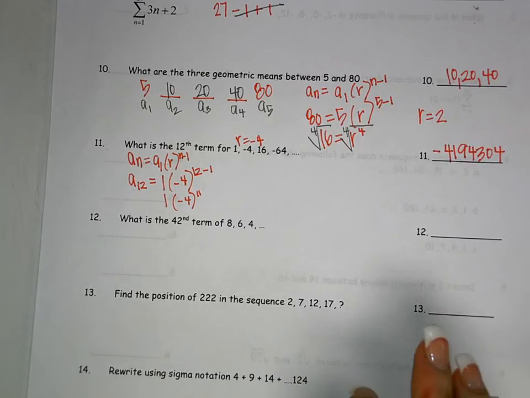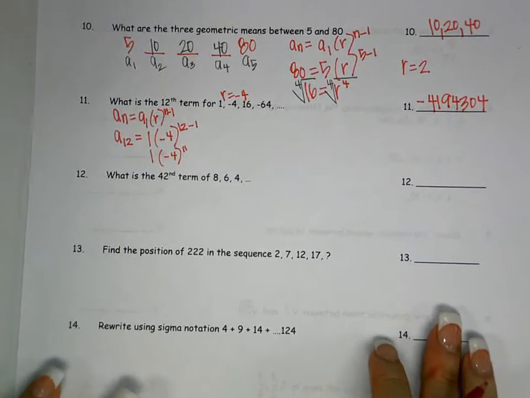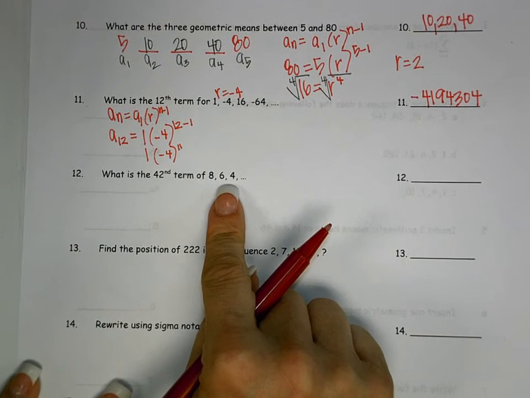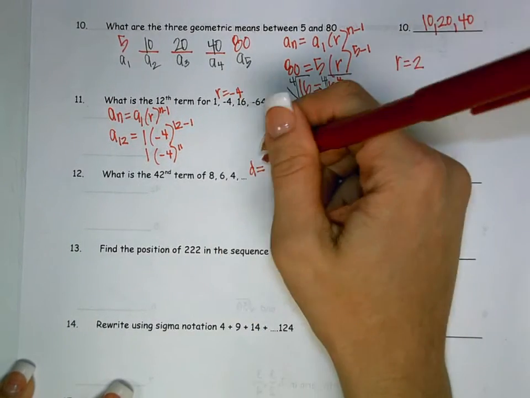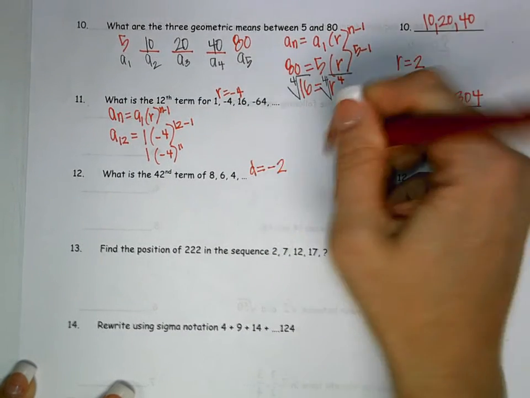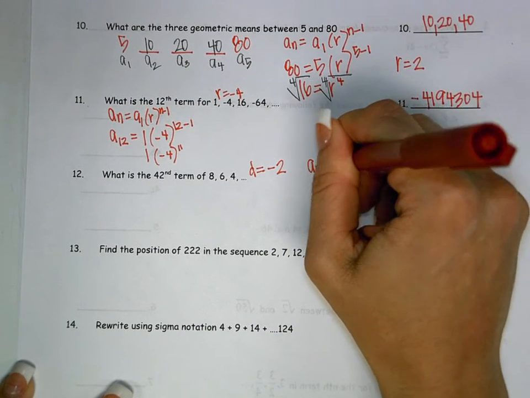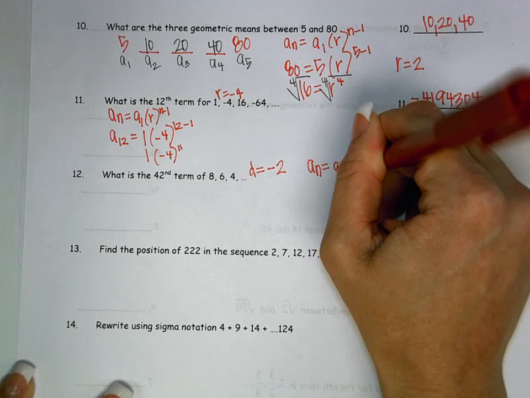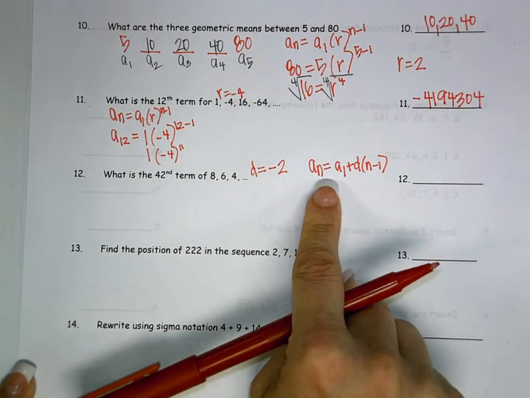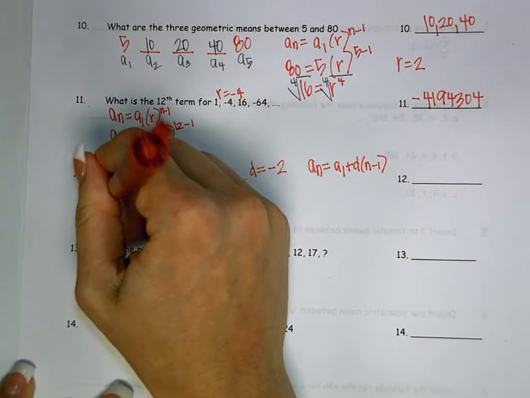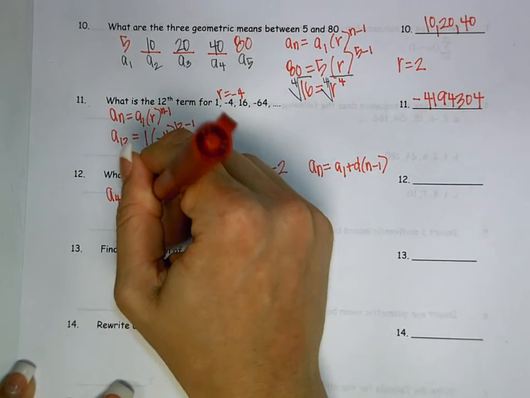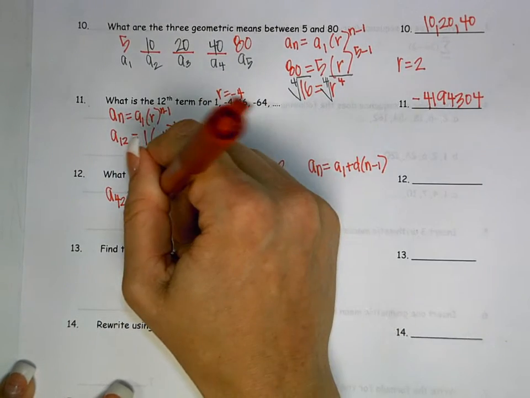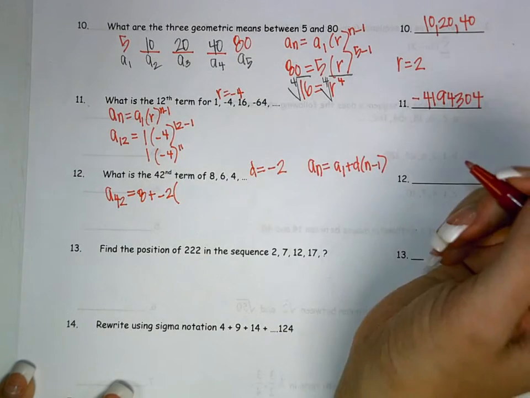Again, what's the 42nd term of 8, 6, and 4, and so on? This one, you should be able to determine that this is an arithmetic sequence. It has a common difference of -2. So we're going to plug into a_n equals a_1 plus d times n minus 1. We want to find the 42nd term. So a_42 equals a_1 is 8 plus common difference is -2 times n minus 1.